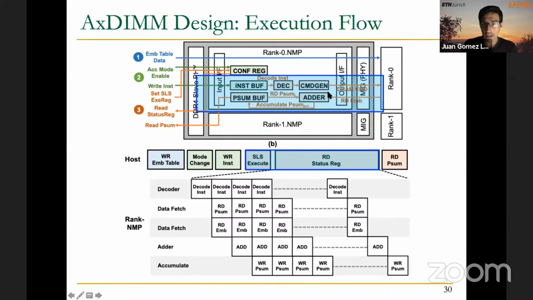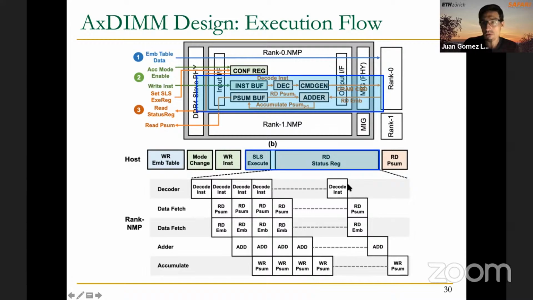And after that, the 16-lane SIMD unit, the other one that we have here, will perform the addition for each of the elements being accessed from the rank and the PSUM buffer. And after the additions are completed, the results are written back to the PSUM buffer in this accumulate stage, or this write back stage that you can see at the very bottom of the image.